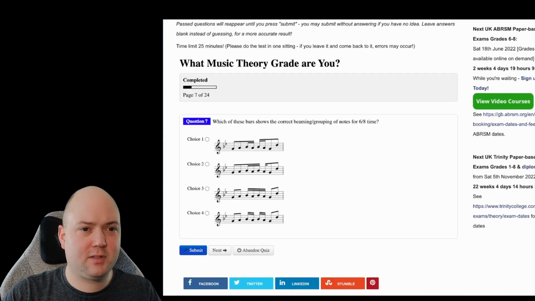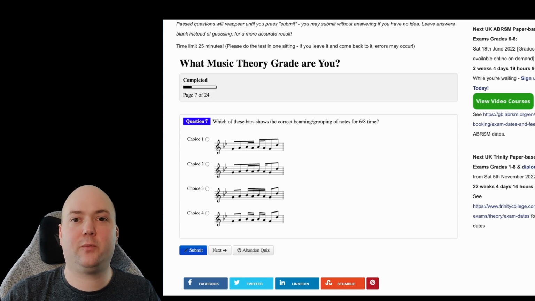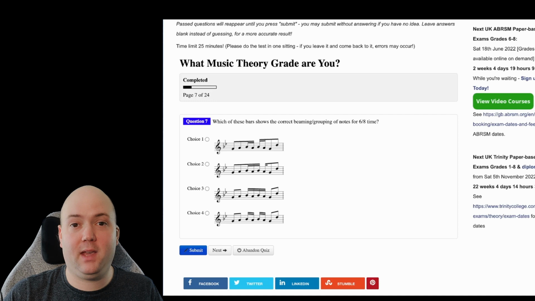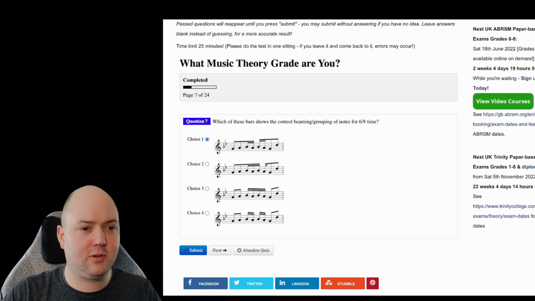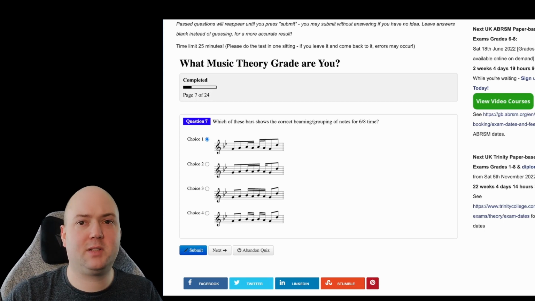Which of these bars shows the correct beaming grouping of notes for 6/8 time? So 6/8, typically you're going to look for groupings of 3 eighth notes or dotted quarter note group beamings. So choice 1 is that. So we've got 3 eighth notes plus 3 eighth notes. Choice 2, we have an extra 16th in the first beaming. Choice 3 is grouped together by quarter notes, so that's wrong. And choice 4, we have quarter, eighth, and then quarter. So that would be like a mixed meter type of situation.